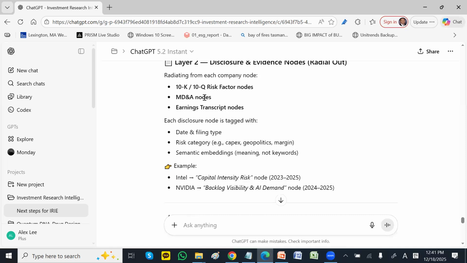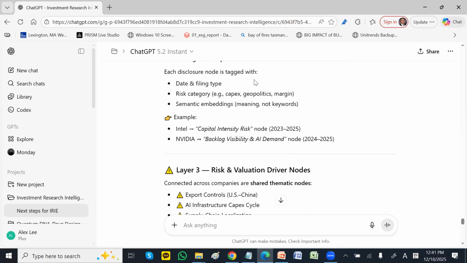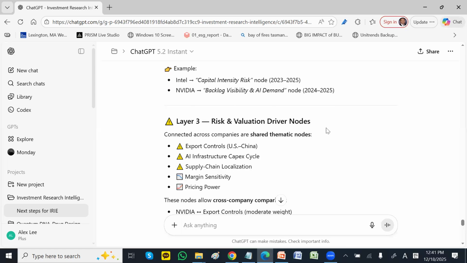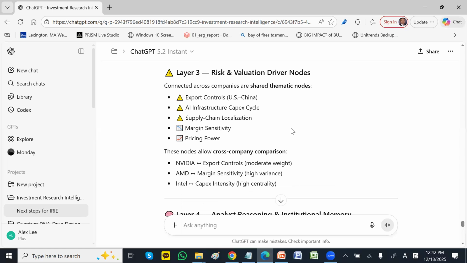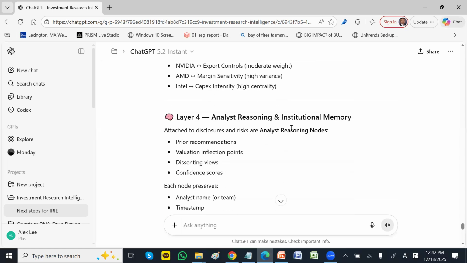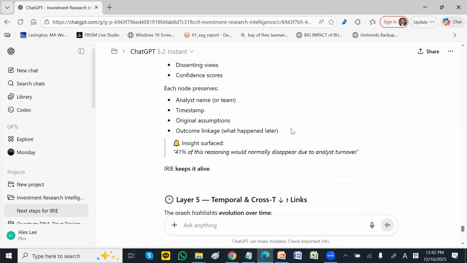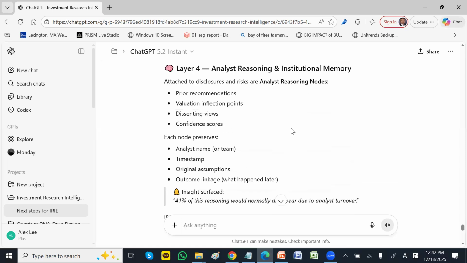So it looks at all the relevance, kind of like reading from the company, right? Each disclosure node is tagged with data filing risk. For example, Intel's capital-intensive risk node, or something like NVIDIA's various risk and valuation driver nodes. And then layer four is analyst reasoning and institutional memory. One of the beauties is that it explains everything in detail for its reasoning, so you can verify that.